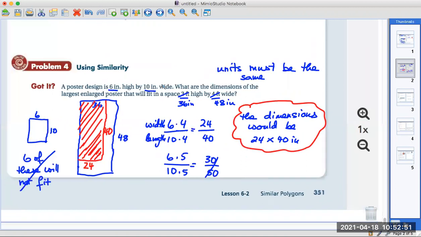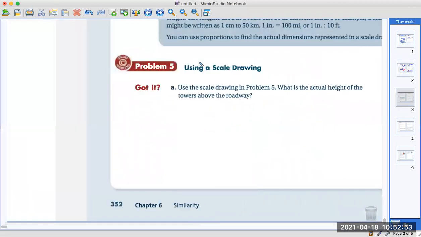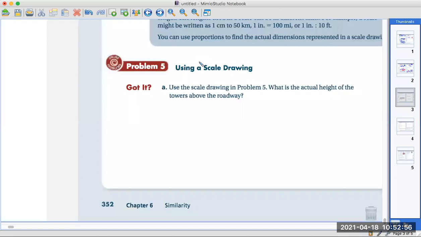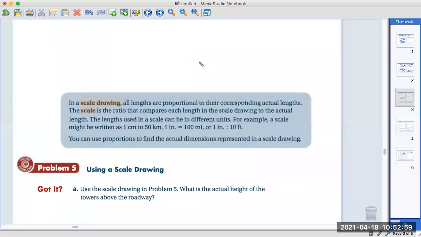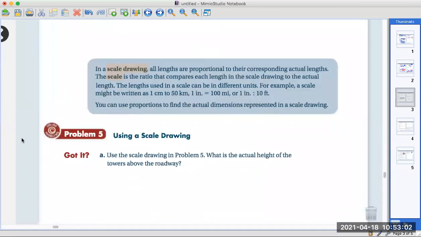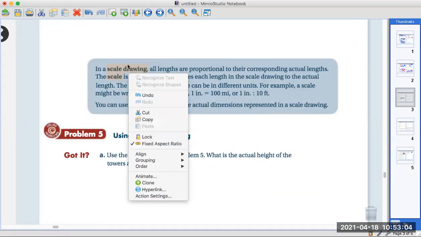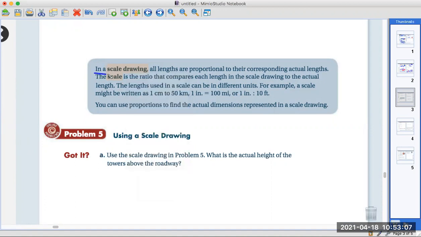Okay, next page. Next page is 352. I believe we're only going to read this in the middle of the page. In a scale drawing, all lengths are proportional, which means same ratio to the corresponding actual length. Again, corresponding is important. They have to be in the same location on the drawing, right? And this is only talking about lengths. We're not looking at angles.